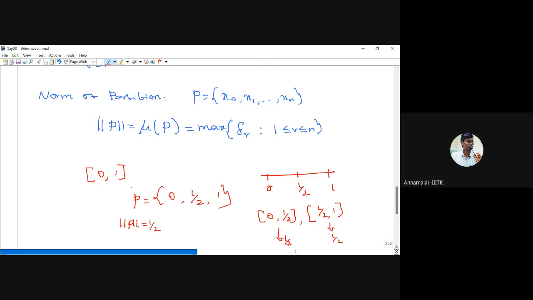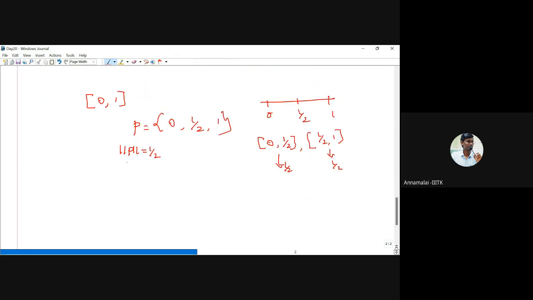In the same interval 0 to 1, you can take some other points. Suppose you take 0 and 1 by 3, 2 by 3, 3 by 3 which is 1. So another partition P1 is 0, 1 by 3, 2 by 3, 1. Now, what is the norm of this P1? It is the maximum length of its subintervals. The length of this is 1 by 3, this is 1 by 3, and this is 1 by 3, all are 1 by 3. Here all the lengths are the same, but you can take different lengths also.